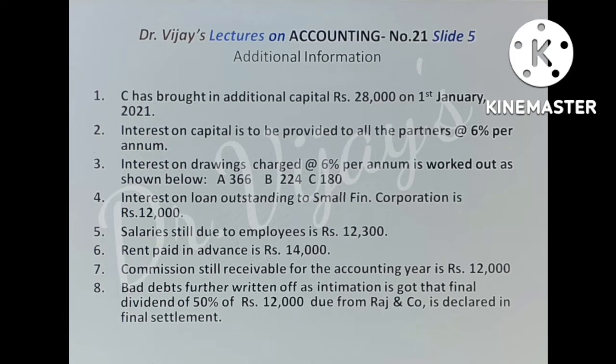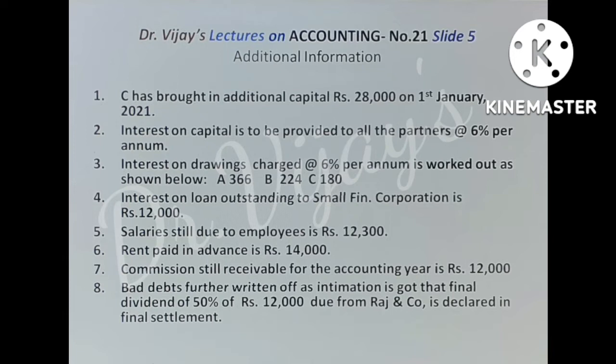Interest on drawings is to be shown on the credit side of profit loss appropriation account and subtracted from capital account in the balance sheet. Interest on loan outstanding to Small Finance Corporation is outstanding expenditure, to be added to interest on loan on the debit side of profit and loss account and shown as liability in balance sheet.